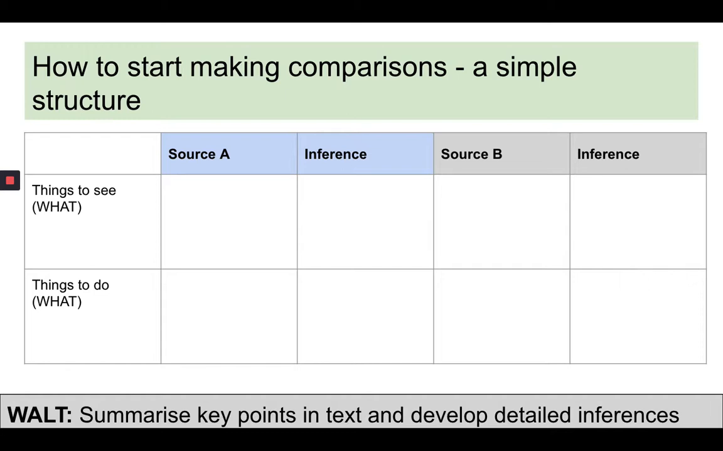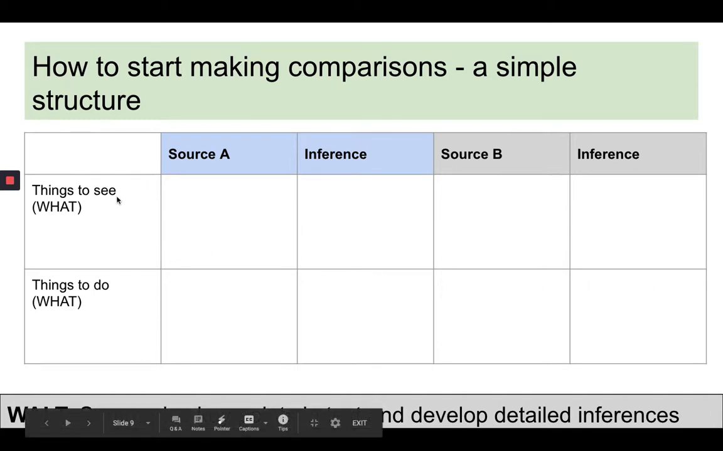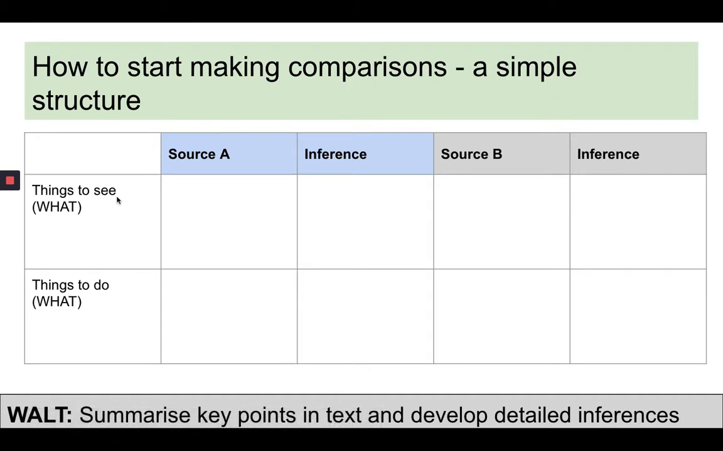So when you have your texts, how do you start to pull together your ideas? One way is to do perhaps a simple graph like this. Source A, what does it infer? Source B, what does it infer? And you need to think of 2 points of comparison for this question. AQA advises, maybe think about what you can see and what you can do.